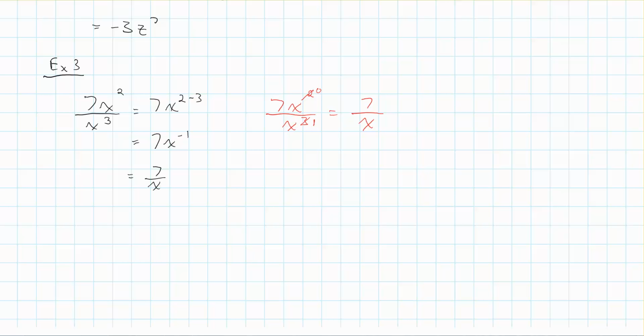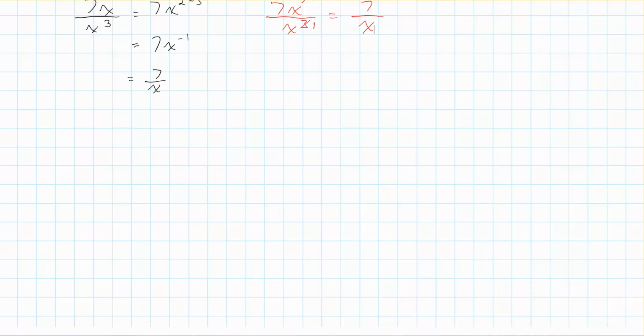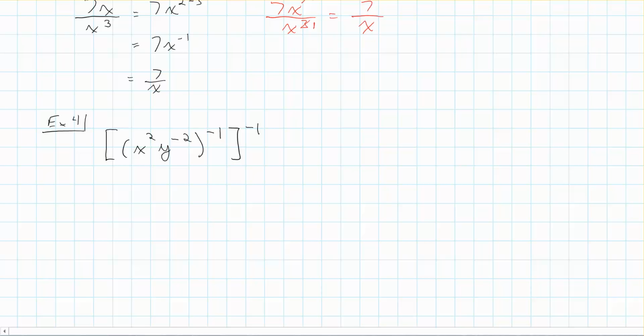Let's look at one more example here, and then we'll finish this up here. Well, I would say an involved one, but maybe just one that has a few more things we have to keep track of. So we've got a bracket, and then a parenthesis, x squared, y to the negative 2, to the negative 1, square bracket, to the negative 1.